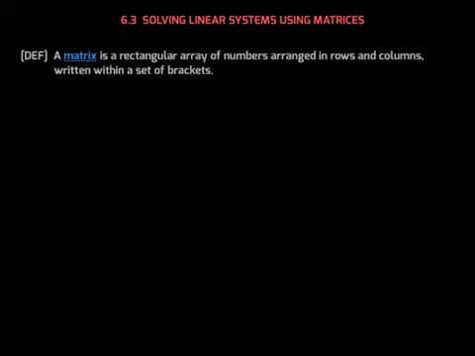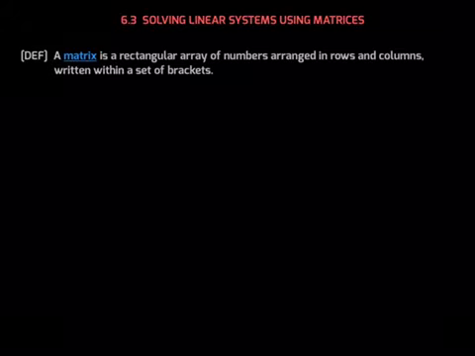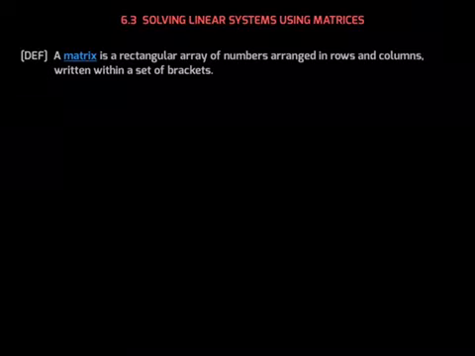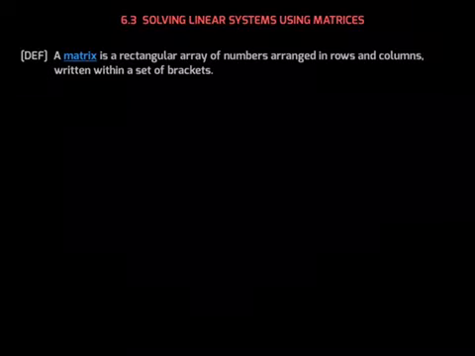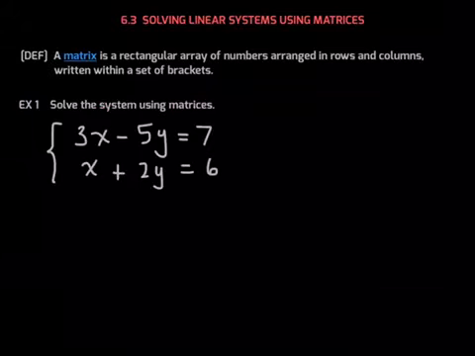A matrix is a rectangular array of numbers arranged in rows and columns, written within a set of brackets. Let me show you a system and how we can rewrite, or represent, the system of equations using a matrix. Check this out. Solve the following system using matrices. So we have 3x minus 5y is 7 and x plus 2y is equal to 6.